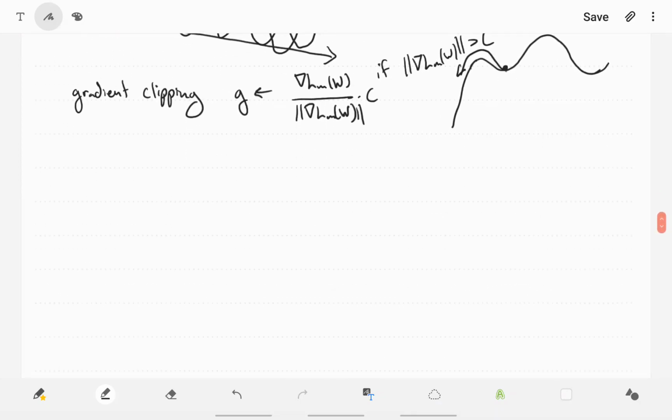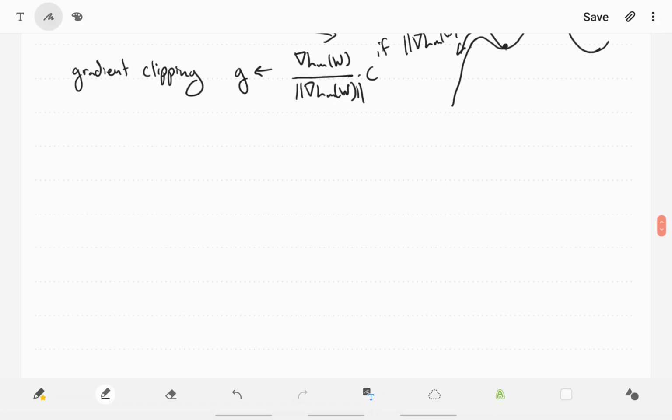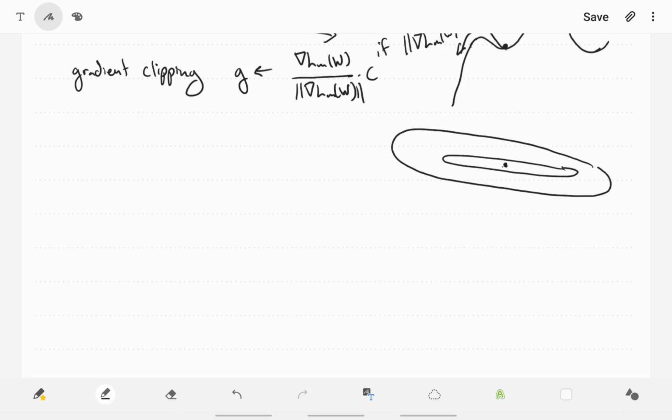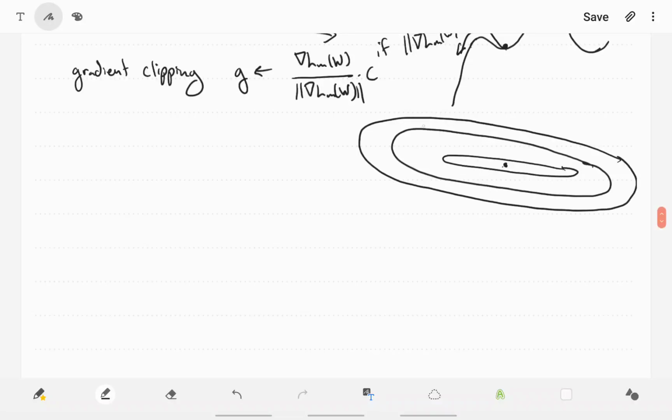So if we just look at it from top down, then we have some directions where we have a true descent. Here's, say, the local optimum that we would like to get to. And then you have other directions of steep descent, but those will cause us to oscillate in our SGD steps.